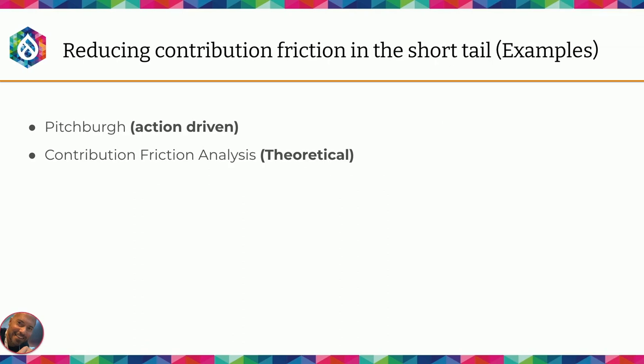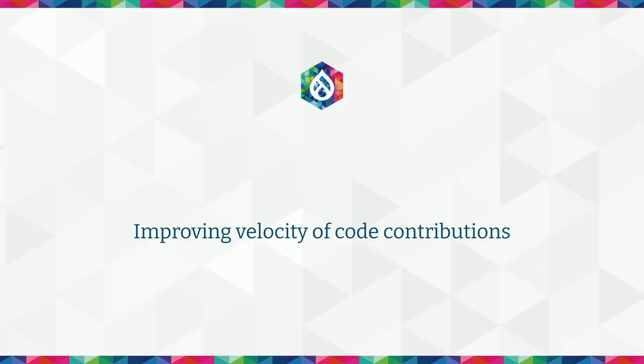And in terms of reducing contribution friction in the short tail, I'm going to give you two examples. One is action-driven, which is the Pittsburgh initiative. I'm not going to talk about this one because we have a closure session tomorrow during the keynote initiative, and I will be giving an update on those six projects. And then we have a theoretical part represented by Irina with her work on the contribution friction analysis.